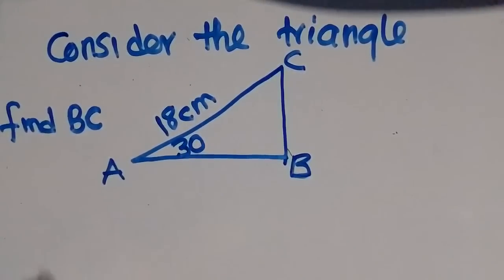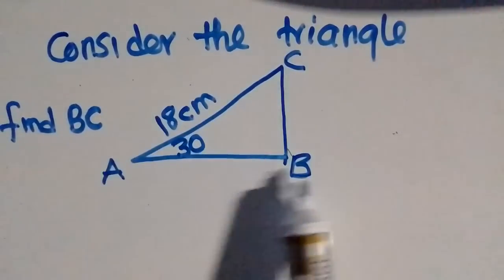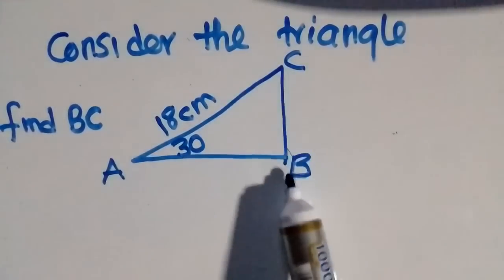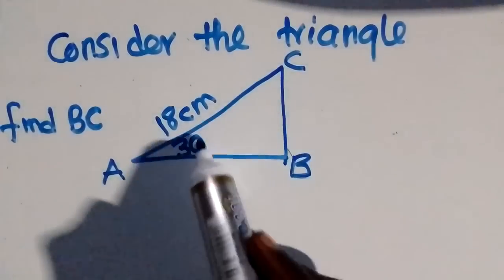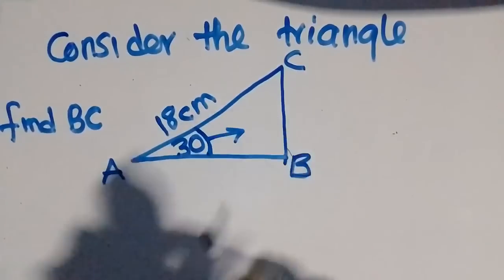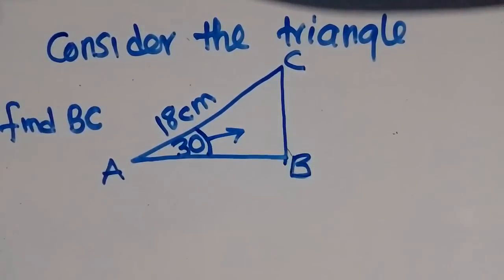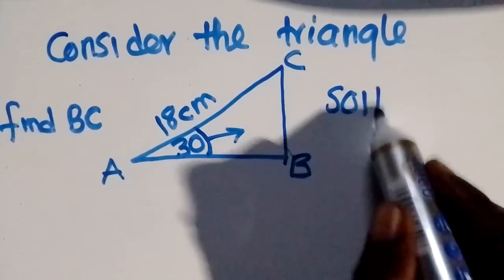So this is how it is. Find BC. You are given this triangle. How can you find the BC which is there? You've seen the angle is here, then here it is opposite. So amongst the SOHCAHTOA, where you've got the opposite, the first one, have you seen SOHCAHTOA?